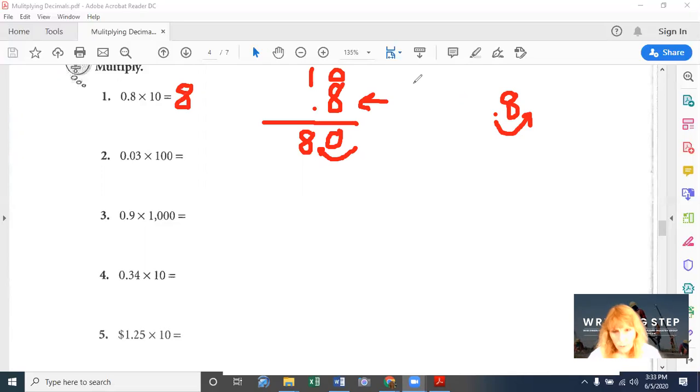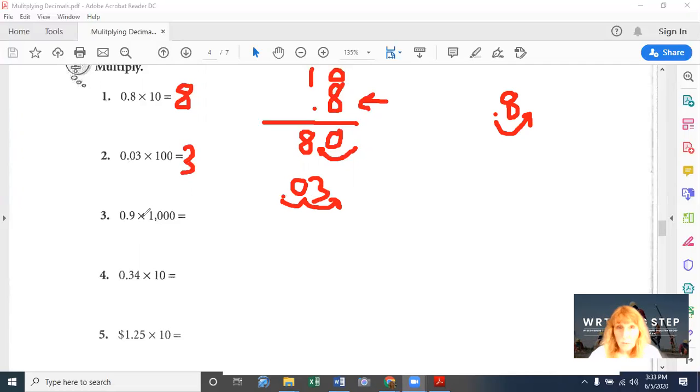If I was to look at 100, I'm going to take 0.03, and because there are 2 zeros in 100, I'm going to move my decimal 2 spots to the right. So 1, 2. Now if I move it 2 to the right, I've got an answer of 0.3. So I'm just going to drop the 0 in front of the 3 and just write 3.